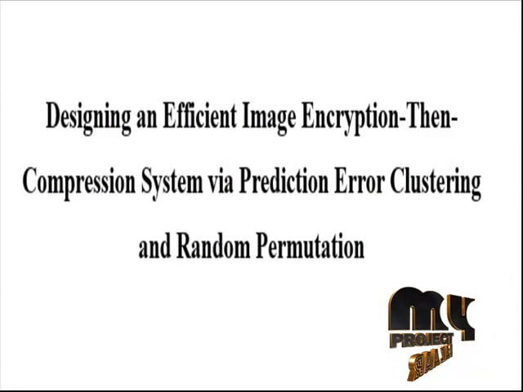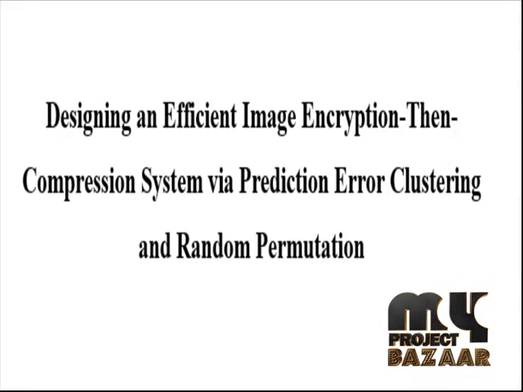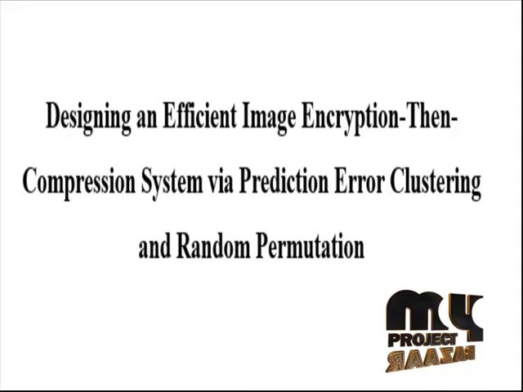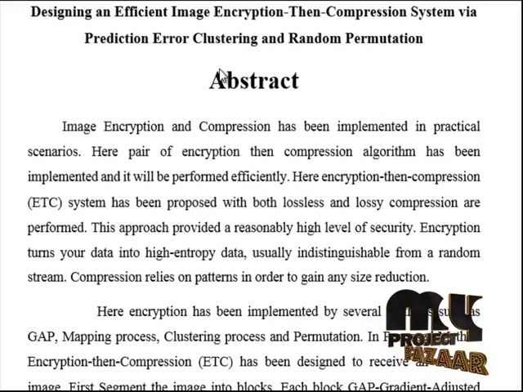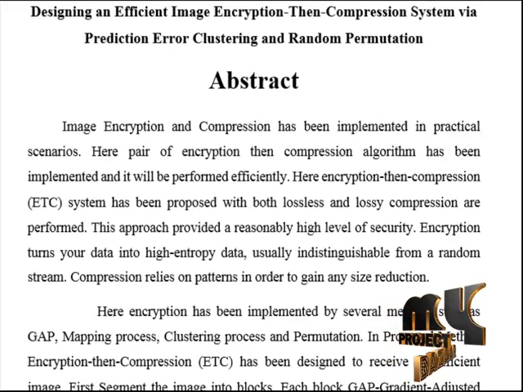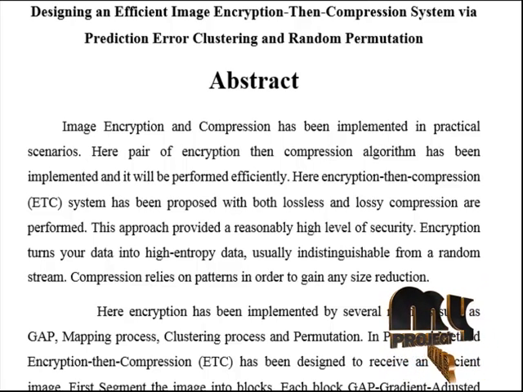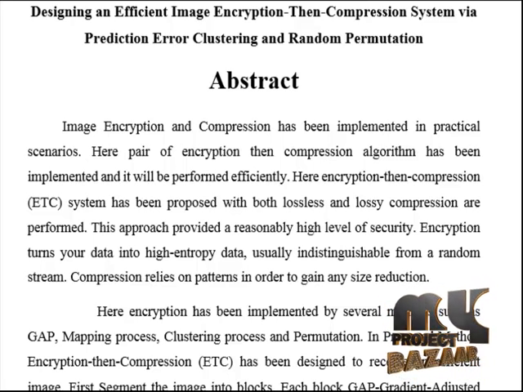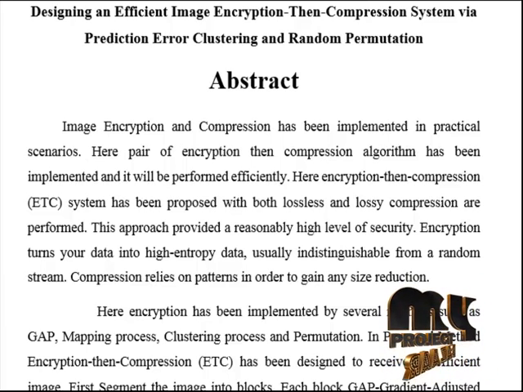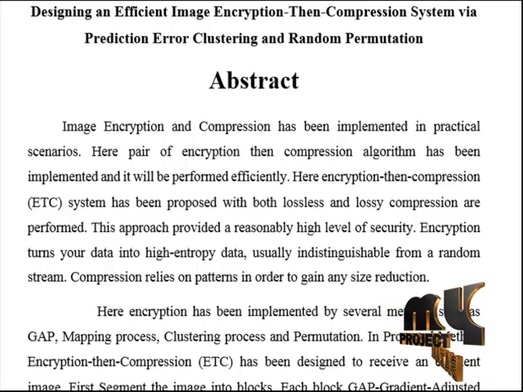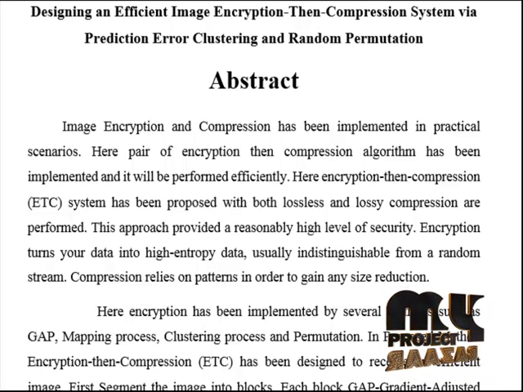Let me discuss the project: designing an efficient image encryption-then-compression system via prediction error clustering and random permutation. Let me discuss the abstract of the project. Image encryption and compression has been implemented in practical scenarios. Here, a pair of encryption-then-compression algorithms has been implemented and it will be performed efficiently. An encryption-then-compression system has been proposed, with both lossless and lossy compression performed. This approach provides a reasonably high level of security.